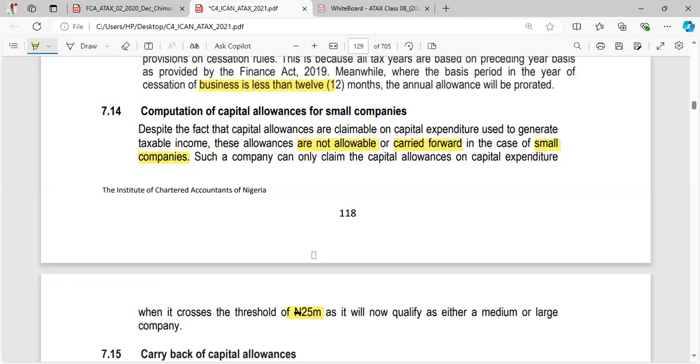And some people will be computing it and keeping it. That's fine. You cannot carry it forward. You can never carry it forward. So it means that when your company goes from small to medium, maybe it hits the 25 million naira mark, you cannot say, oh, I'm going to carry my unrelieved capital allowance I had when my company was less than 25 million. No, you cannot carry it forward. So that's it.